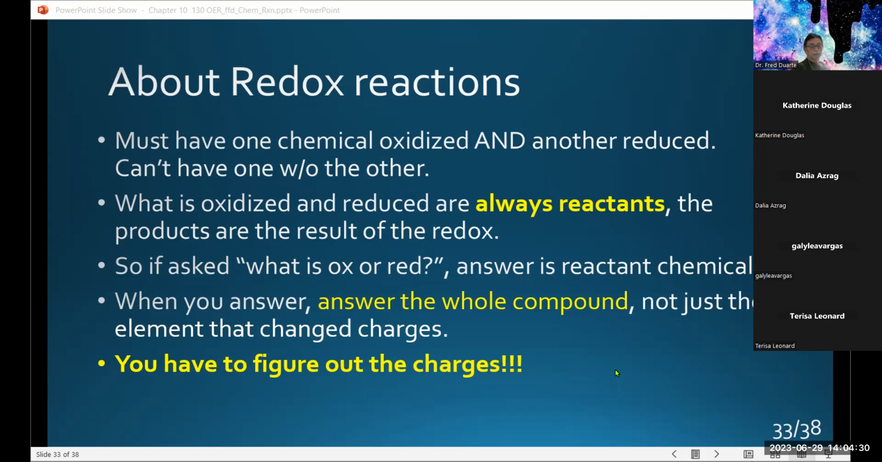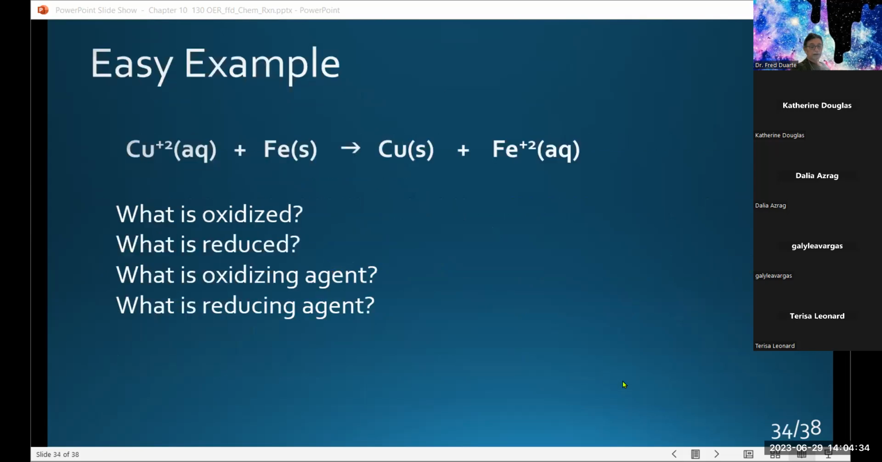Now, with respect to the charges, you've got to figure it out. Let's take a look at this. In this example, we have copper +2, so it's not a compound, it's just the ion. And it's reacting with iron.